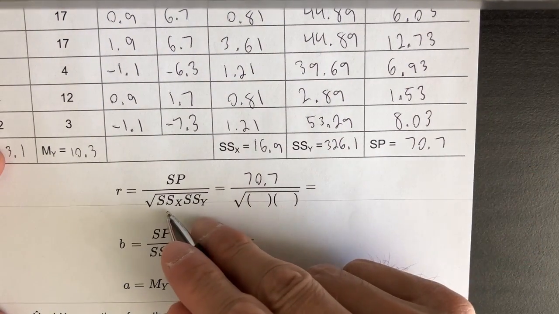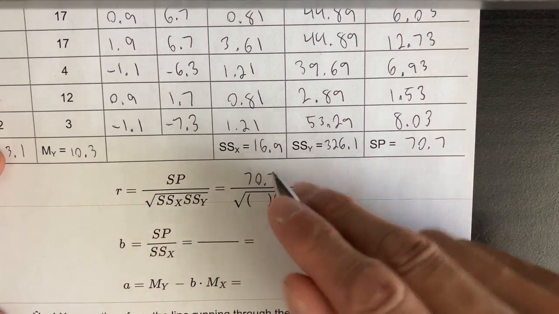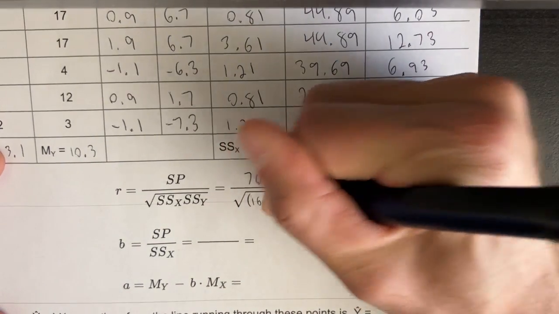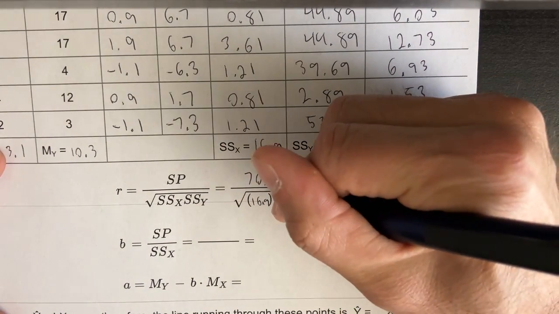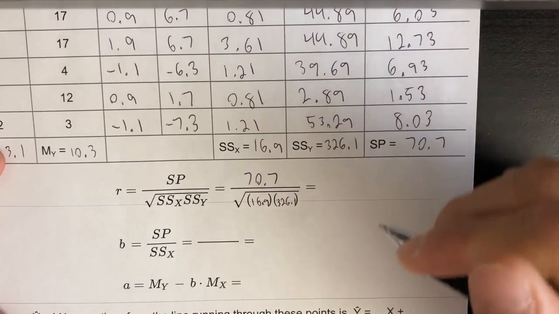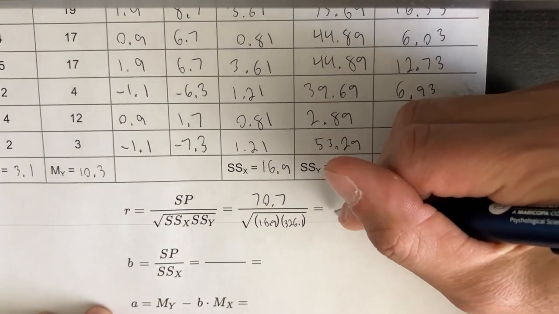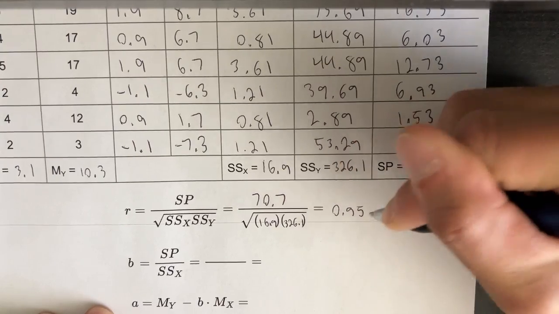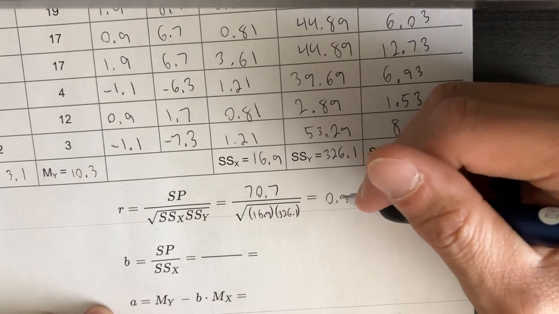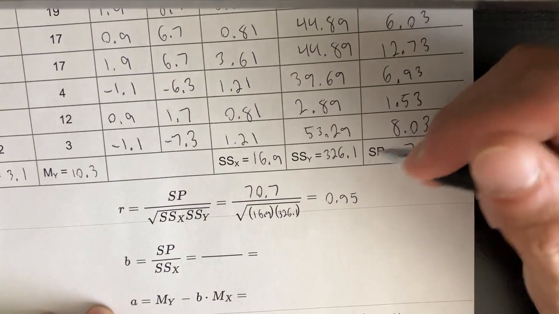So we have the sum of products here, that's 70.7. And we have the sum of the x's and the sum of y's. So we have 16.9 times 326.1. And I get 0.9523589. So 0.95.